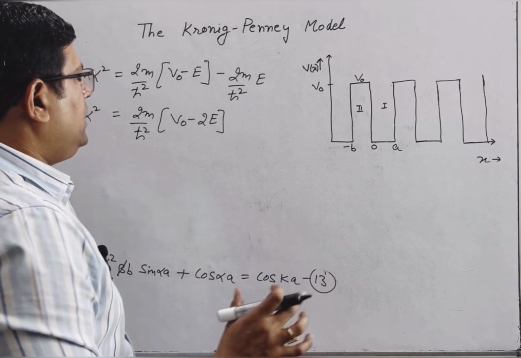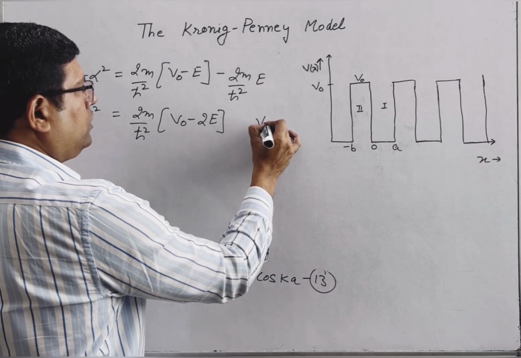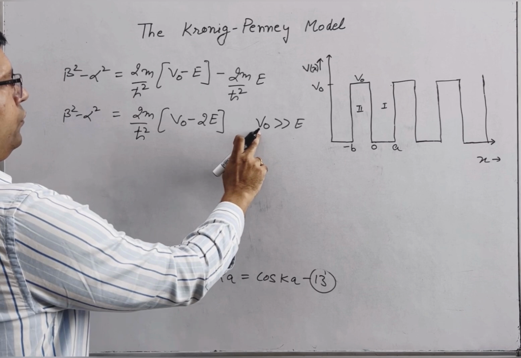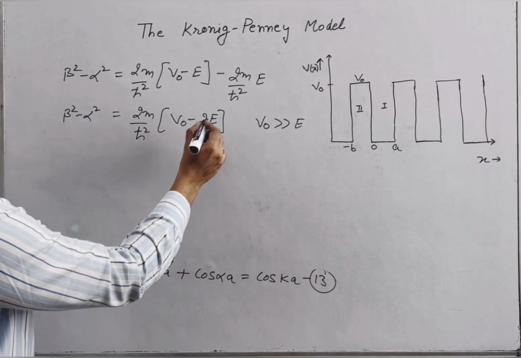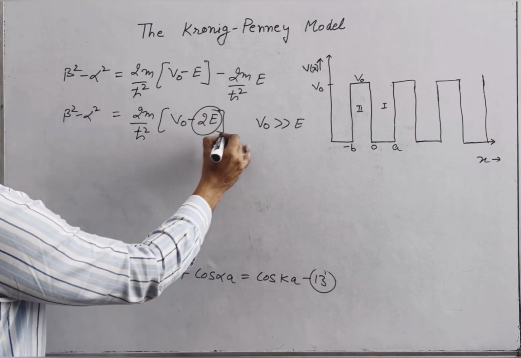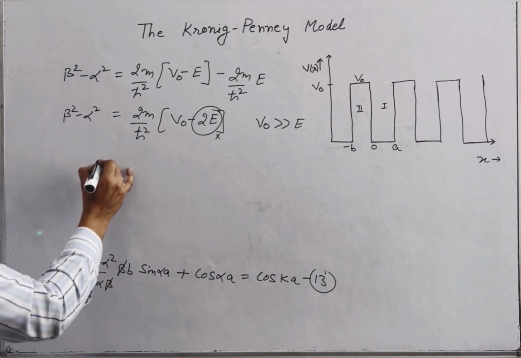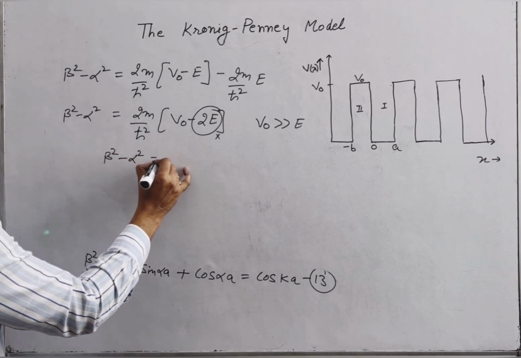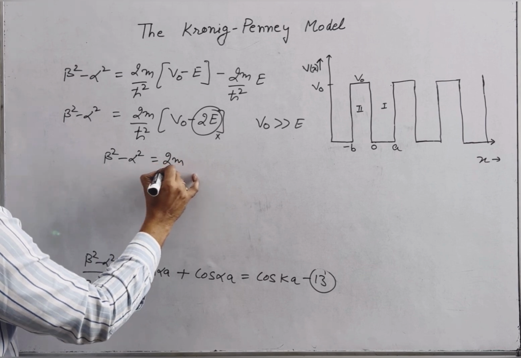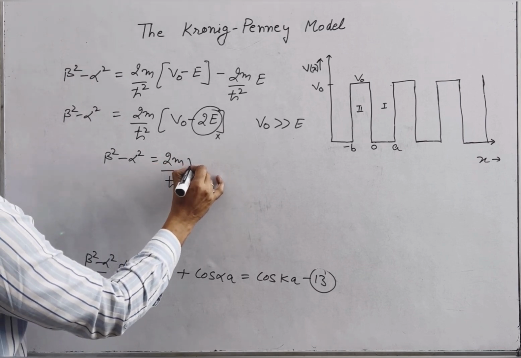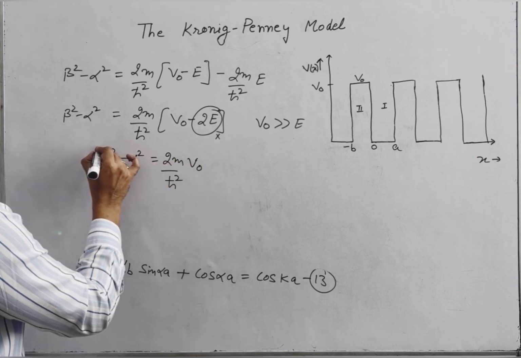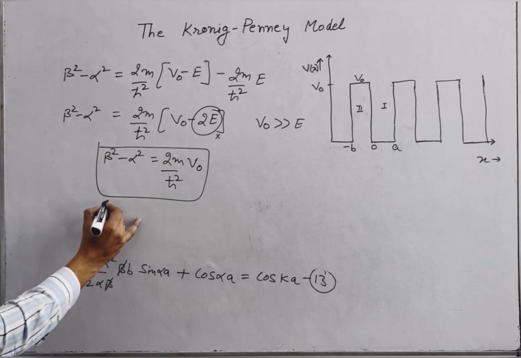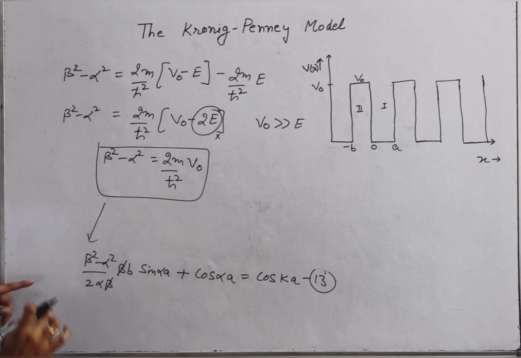We have assumed in starting that V naught is very much greater than E. If V naught is very much greater than E, then this 2E will be neglected here. Then we get beta square minus alpha square equal to 2m upon h cut square into V naught. Put this value of beta square minus alpha square in equation number 13.